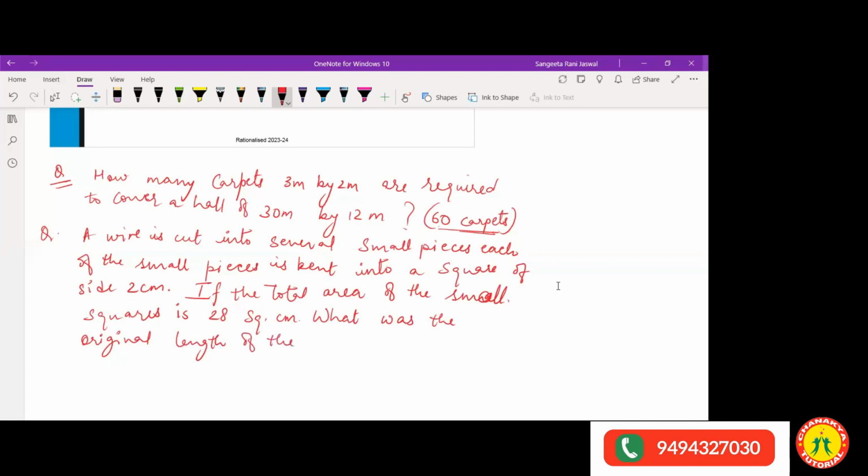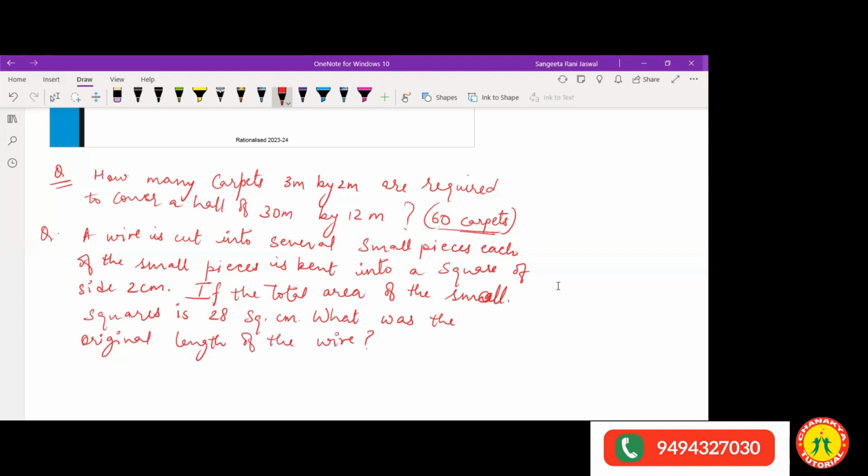Original length of the wire. Please pay attention. A wire is cut into several small pieces. Each of the small pieces is bent into a square of side 2 centimeters.